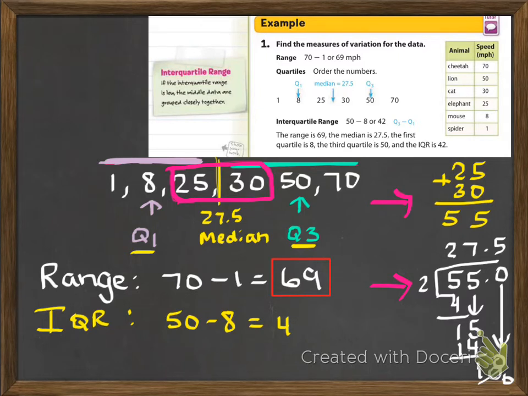So 70, which is our highest, minus 1, which is our lowest, is 69. And then the interquartile range, remember, is the difference between quartile 1 and quartile 3. So 50 minus 8 is going to give us 42. So 50 minus 8 will give us the 42 that we need for our interquartile range.